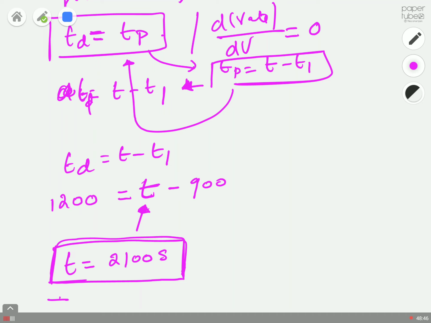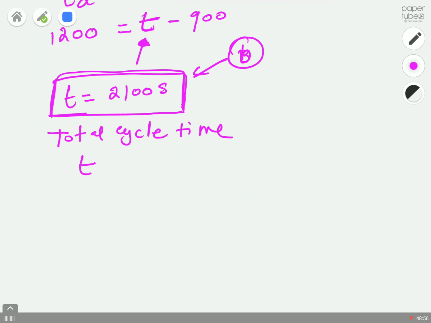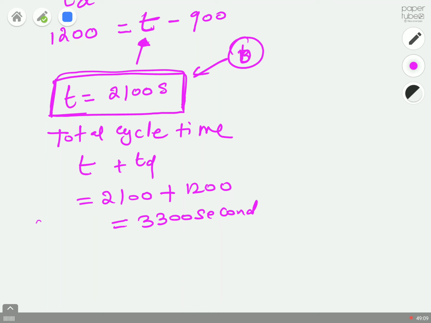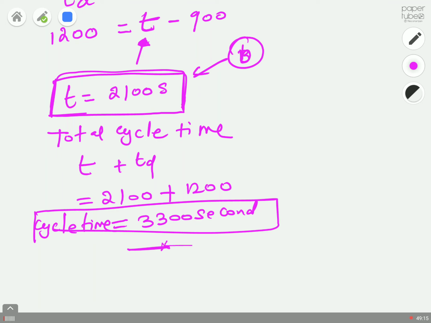And now we can calculate the total cycle time. This is part B of your problem. Total cycle time will be just the filtration time plus your TD, that will be equal to 2100 plus 1200, which is equal to 3300 seconds. So that's the cycle time. I think that's all, we solved the problem.